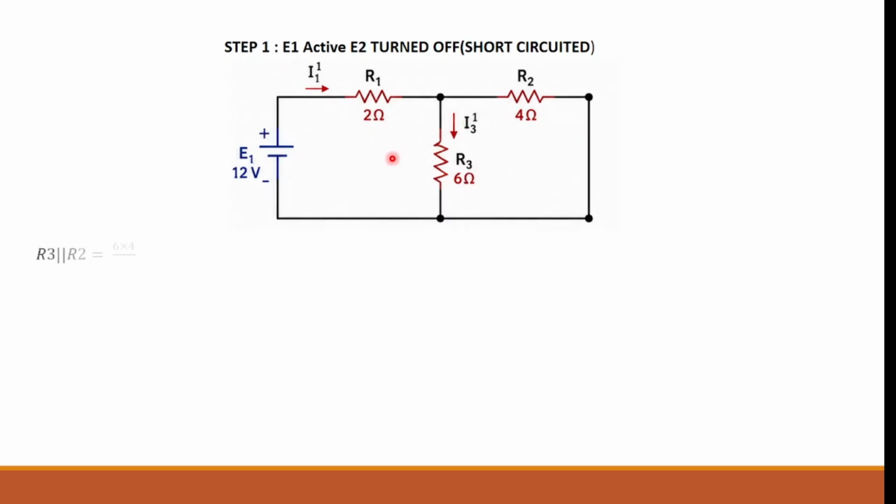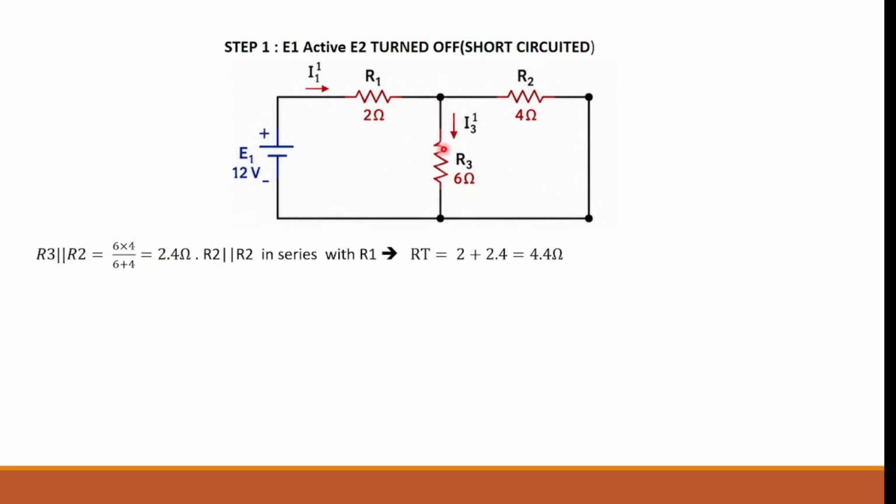So let's go. Firstly, you will notice that resistors R3 and R2 are in parallel, since this is short circuited. So what are we going to do? We are going to take 6 multiplied by 4 divided by 6 plus 4. The equivalent resistance between these two is going to be 2.4 ohms.